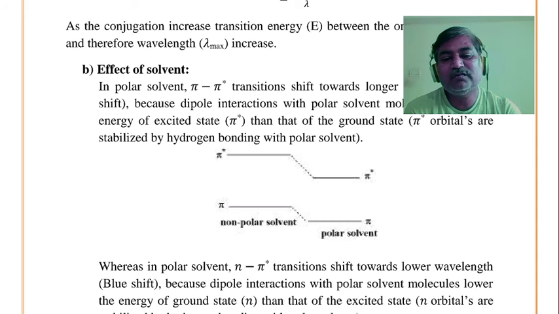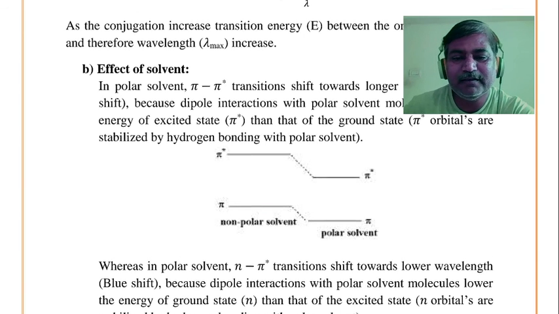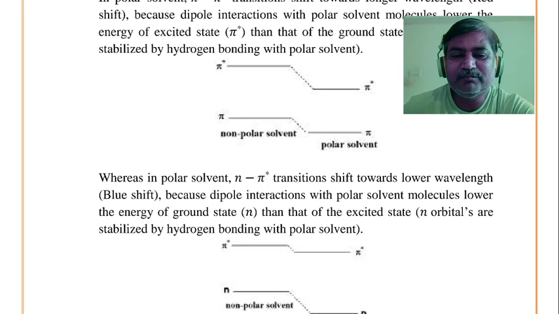in case of n to pi star transition, polar solvent shows same effect, that is shift towards lower wavelength, because dipole-dipole interaction with polar solvent molecule lowers the energy of ground state than that of the excited state, and automatically the particular shift is observed.